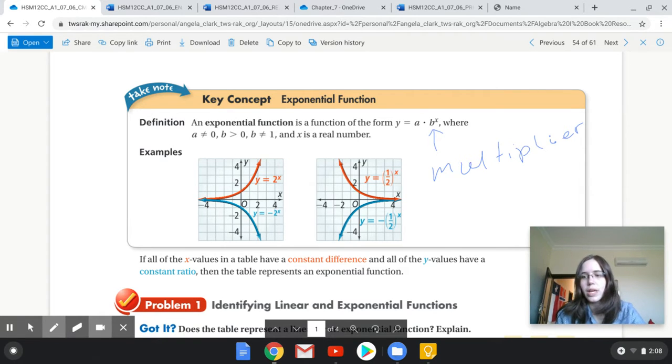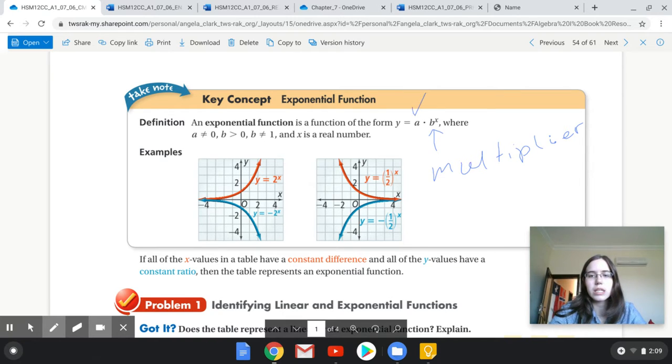So whenever we have, say, a word problem and it says something is doubled every time, well, doubled means times 2, so that means that our base is going to be 2 because that's our multiplier. Or if it says something was multiplied by 1/2 each time, then our base is 1/2. So anything that it's being multiplied by every time, that's going to be the base. So that's an important keyword for word problems.